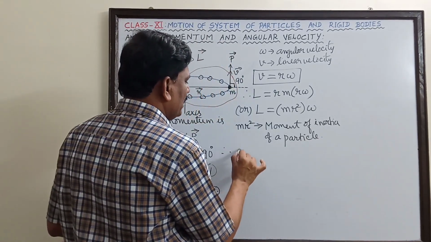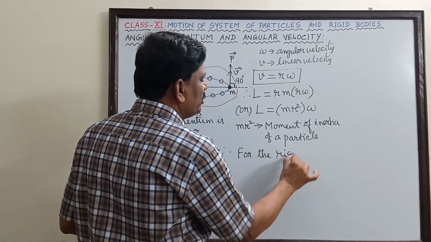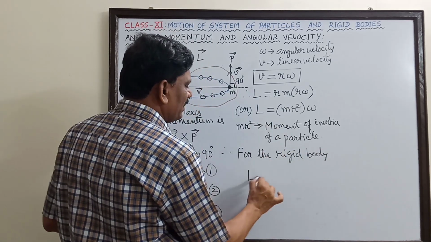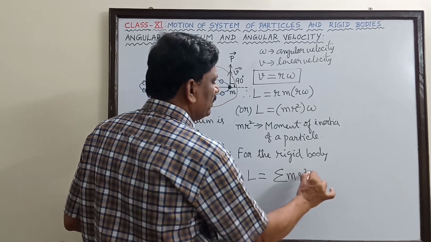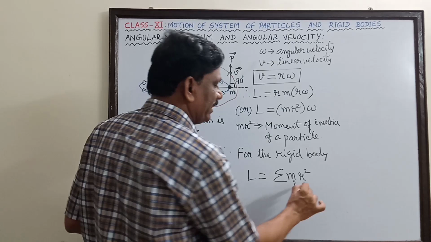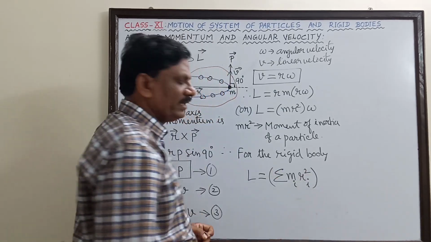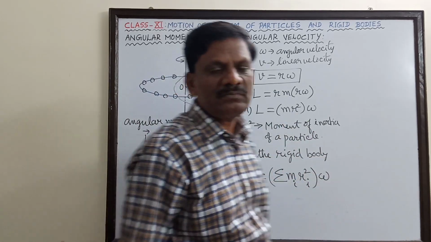Therefore, for the entire rigid body, what I can say now, this L must be equal to sigma m r square. For the first particle i is equal to 1, for the nth particle i is equal to n. So I can also rewrite this as sigma m_i r_i square into omega.